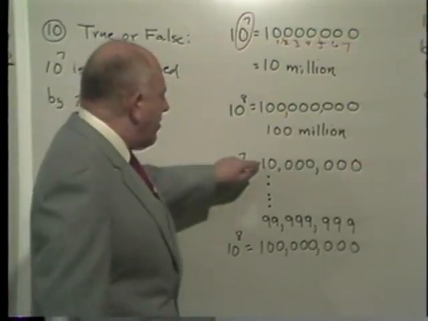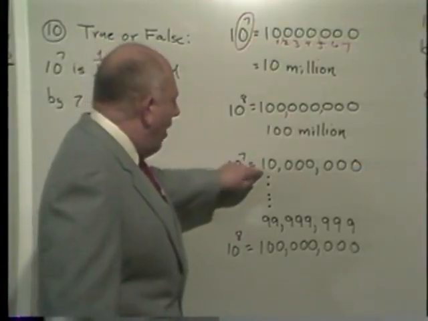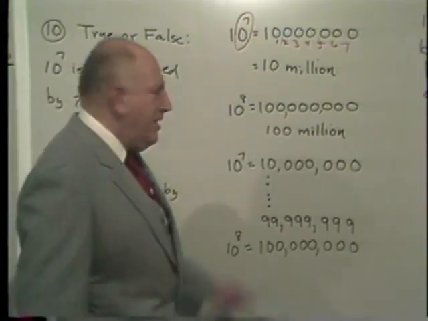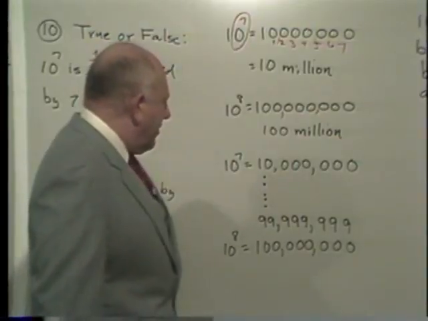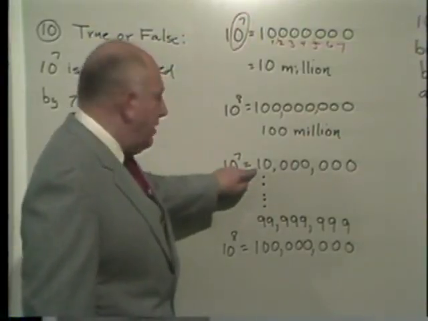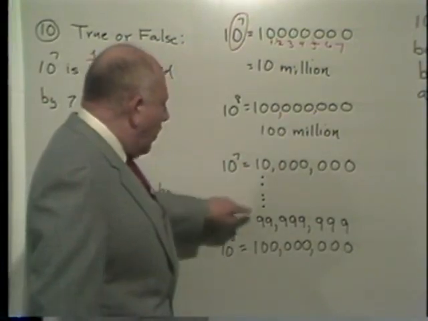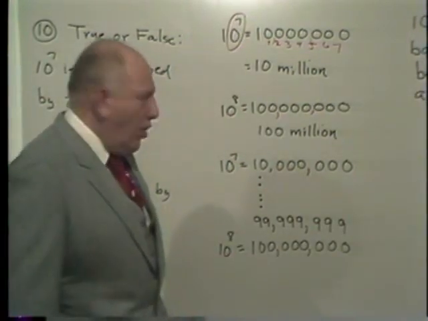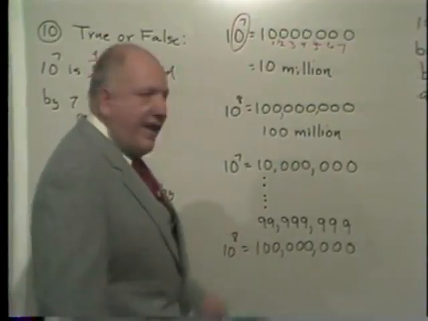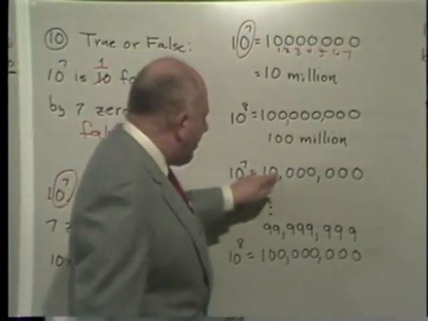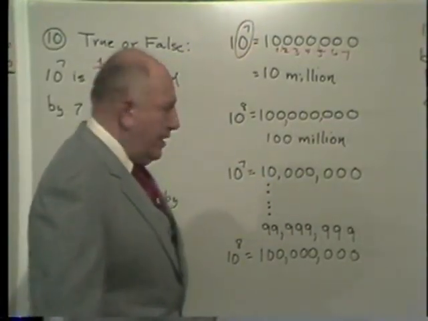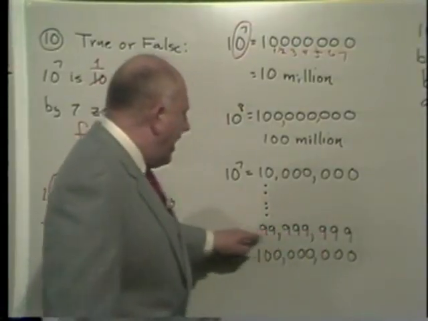In other words, what is the smallest 8-digit number? 10 to the 7th power. What's the biggest possible 8-digit whole number? 1 less than 10 to the 8th power. See, the smallest 8-digit number you can have is a 1 and 7 zeros. The biggest you could have is 8 nines.